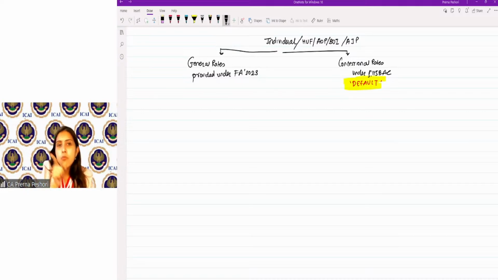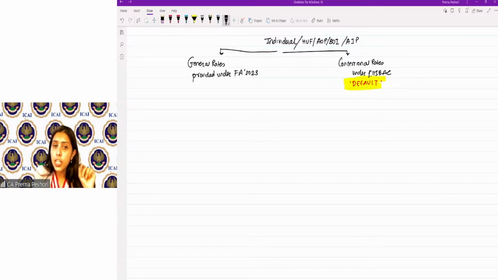But what it says, but subject to the provisions of this chapter. Notwithstanding anything contained in the Act, meaning this provision 115 BAC will prevail, but subject to the provisions of this chapter, meaning what sections this chapter contains. So I told you the Income Tax Act is divided into several chapters. We talked about that last time, that there are several chapters in the Income Tax Act. Now, this chapter, which is talking about the special rates of tax, chapter 12.